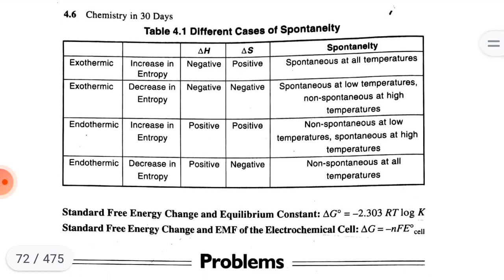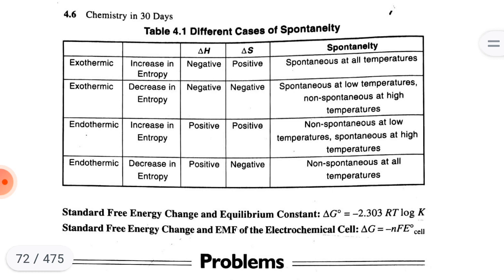Different cases of spontaneity. Exothermic, increase in entropy: delta H is negative, delta S is positive. Spontaneity: spontaneous at all temperatures. Exothermic, decrease in entropy: delta H negative, delta S negative. Spontaneity: spontaneous at low temperature, non-spontaneous at high temperature.